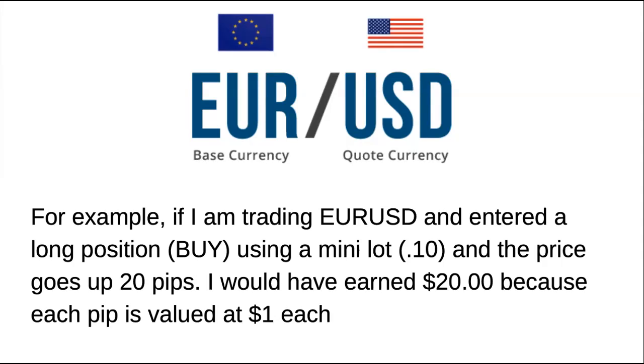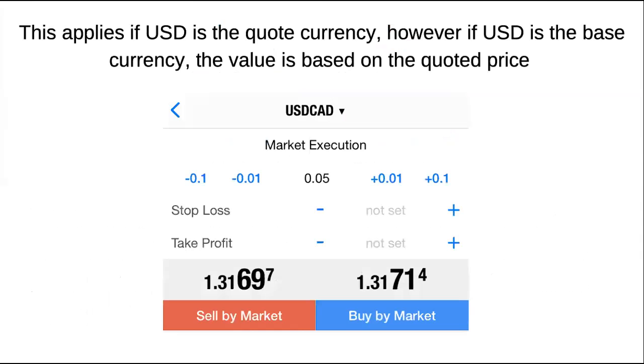Now, on the flip side of that, if I put in a buy for Euro USD with a mini lot and price goes down 20 pips, then I just lost $20 because that is $1 for each pip, and the trade moved in the opposite direction than I anticipated. So this applies if the USD is the quote currency. However, if USD is the base currency, then the value is based on the quoted price.